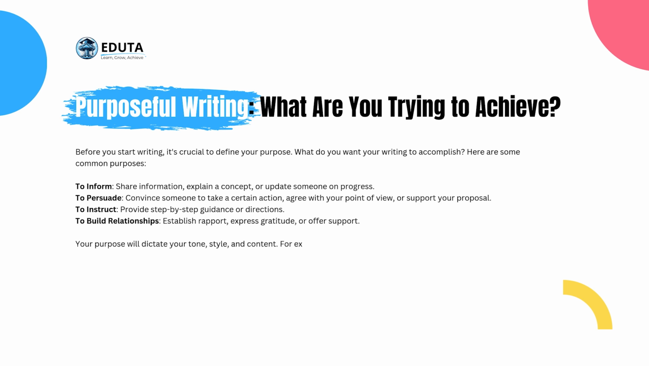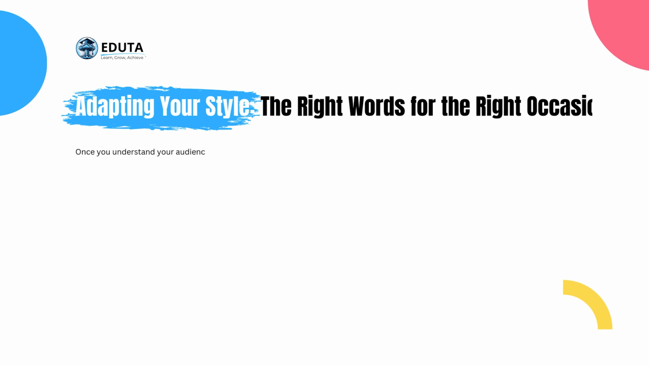Your purpose will dictate your tone, style, and content. For example, a persuasive proposal will require a different approach than an instruction manual. Adapting your style, choosing the right words for the right occasion. Once you understand your audience and purpose, you can start to adapt your writing style accordingly. Here are a few tips.